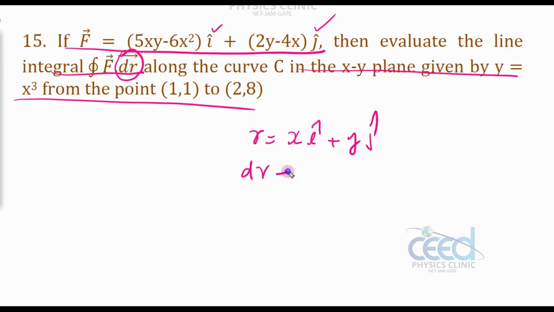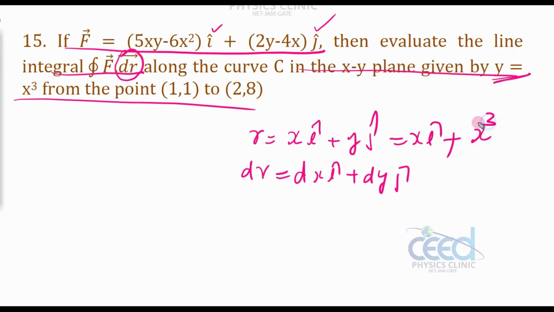Then dr is equal to dx i cap plus dy j cap. So r is x i cap plus y j cap, and y is given in the question as x cube, so I can write this as x cube j cap. When I differentiate to find dr, I can write 3x square dx j cap.